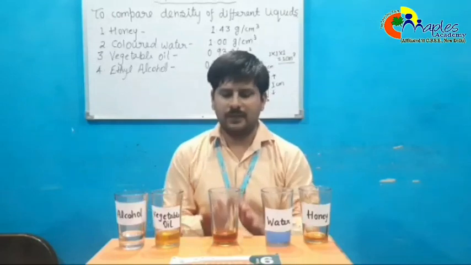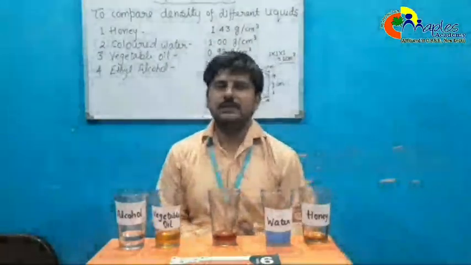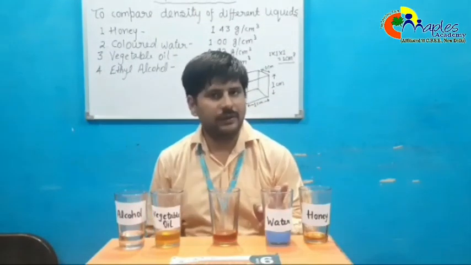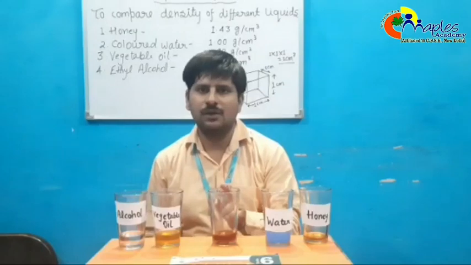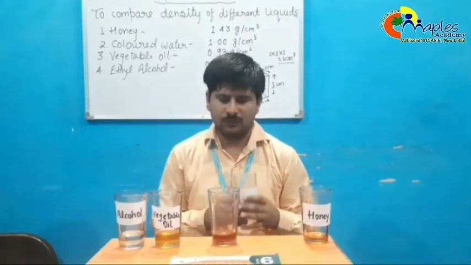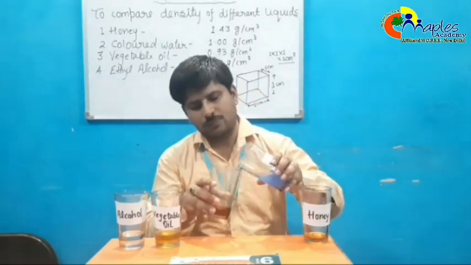Now the second liquid that we are going to put in it is colored water, which has a density of about 1 gram per centimeter cube. Now the density of water is lower than the density of honey, so it will float over honey. Let us see this. Now I am going to put colored water in this solution. I will try to put it very slowly.